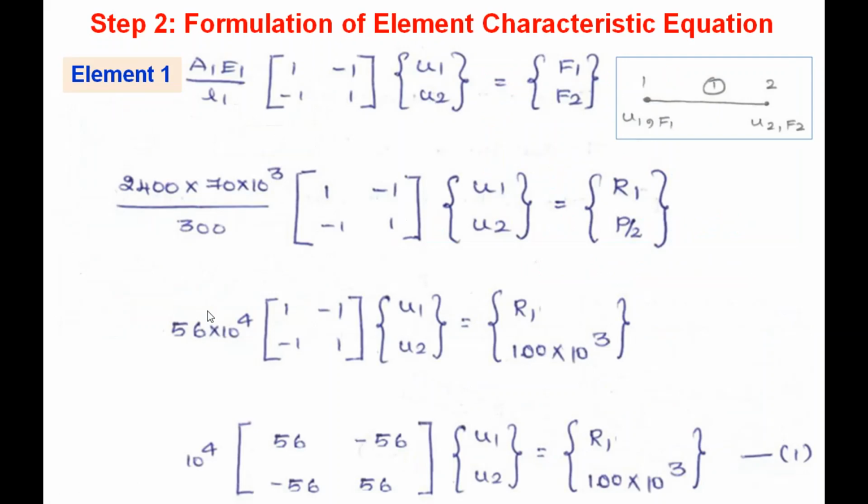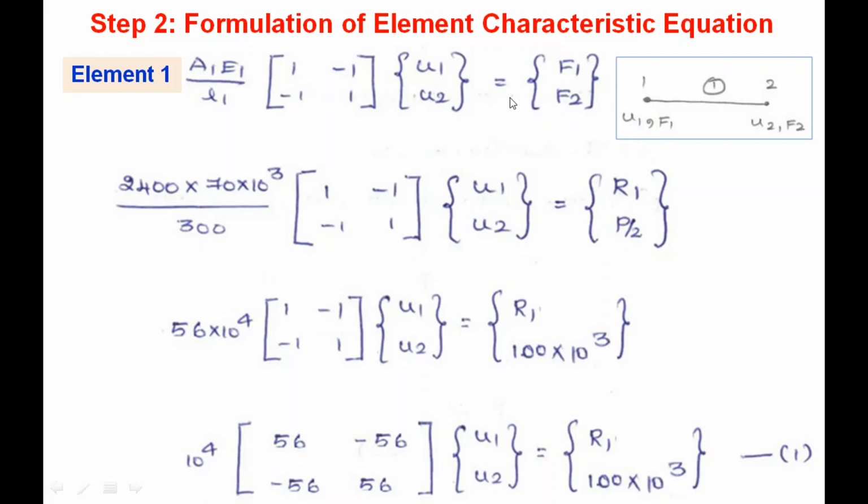So the second step, formulation of element characteristic equation. For element 1, this is the element 1, node 2, degrees of freedom u1 and u2, forces F1, F2. Now directly we can write the element characteristic equation which we derived earlier. For element 1, we are showing the suffix 1, A1 E1 by L1, [1 -1; -1 1]. This is stiffness matrix. U1 U2 are the nodal parameters. Right hand side we have F1 F2.